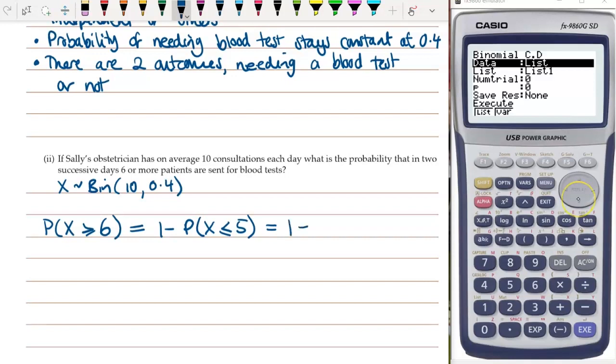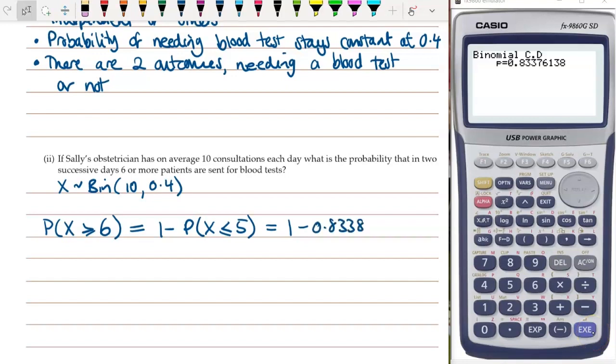Now I've reset the calculator since my last video, so we need to make sure that that data is being read from a variable, not a list. The X number is 5. Number of trials is 10. Probability of success is 0.4. So that chance is 0.8338. So 1 minus it will be 0.1662.